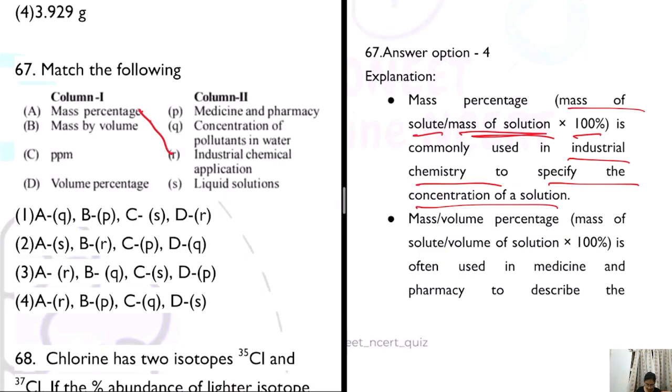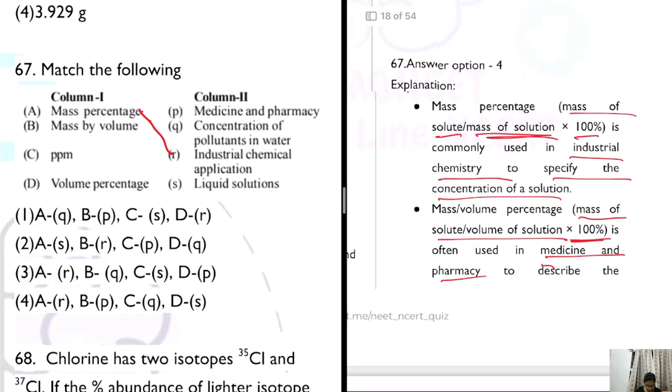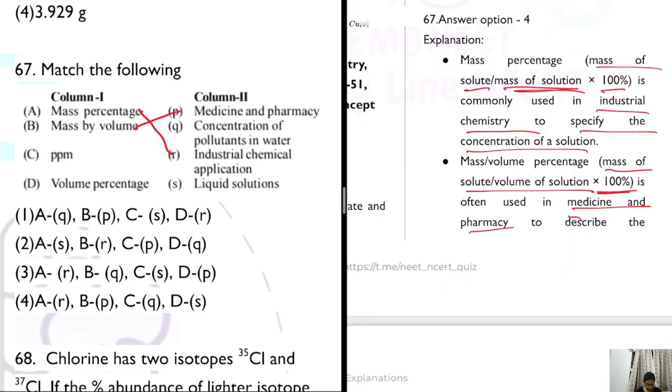And what is mass by volume? It is mass of solute upon volume of solution into 1000. It is used in medicines and pharmacy. You will see the units in this formula behind any medicine or syrup bottles. So it is used like this.